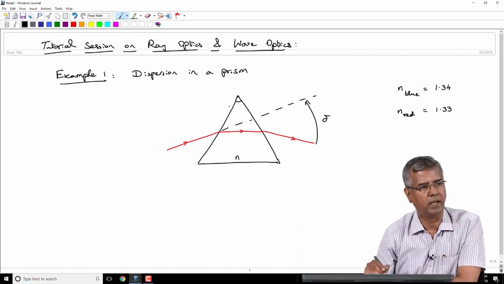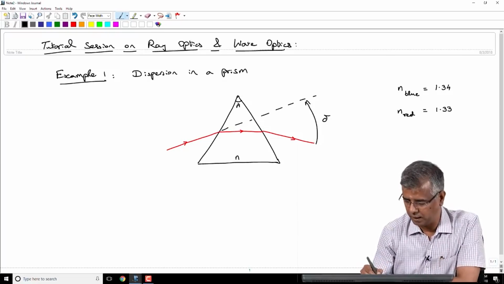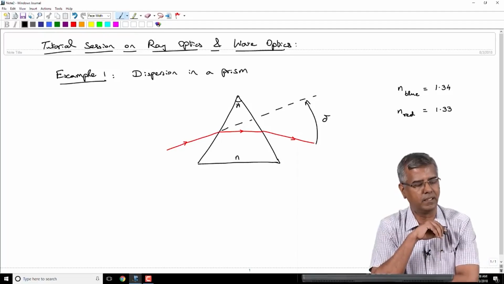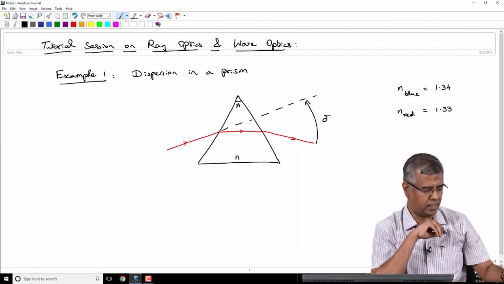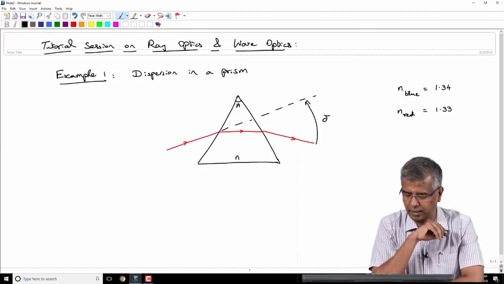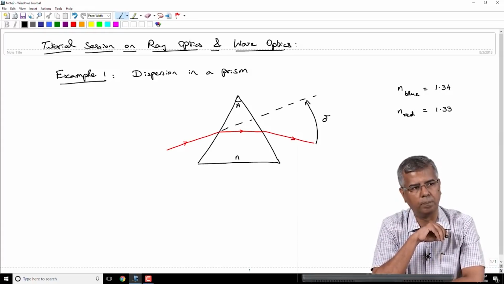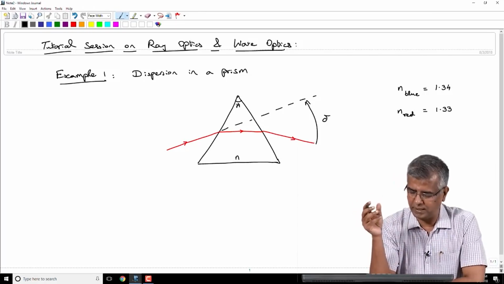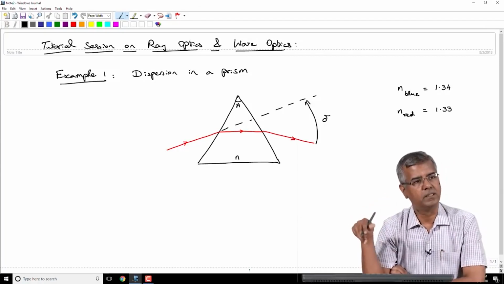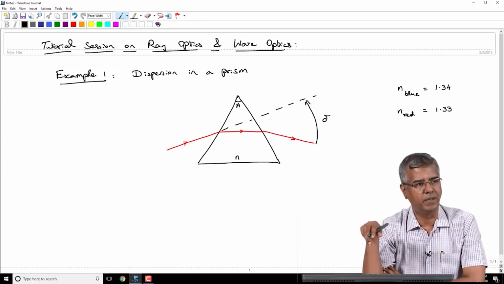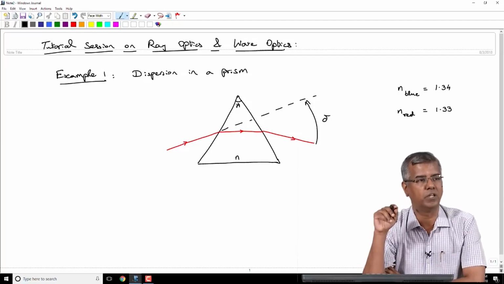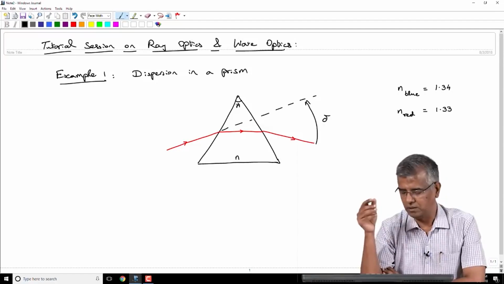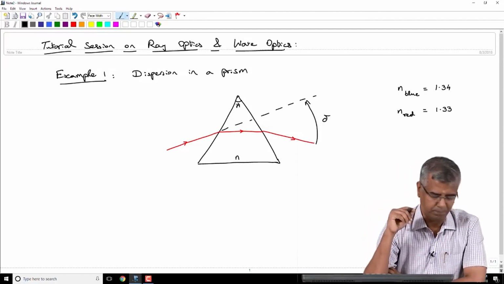Let's say this prism has an apex angle A. So if it has an apex angle A, then the question is, based on that apex angle, can we express that delta, that is the angular deviation, as a function of that apex angle as well as this refractive index? So how do we go about solving that problem?